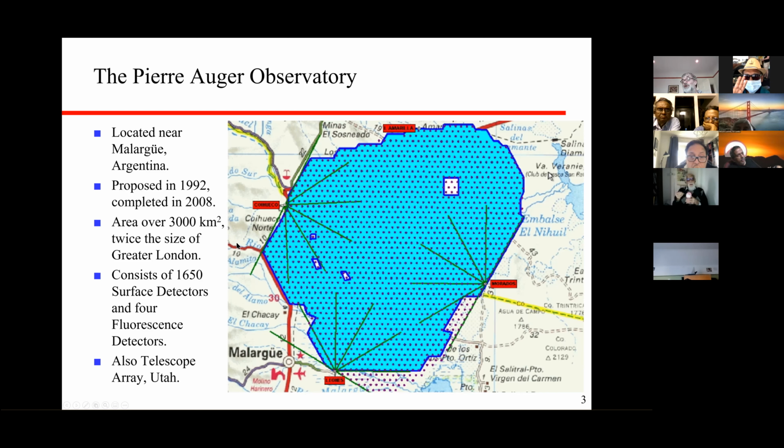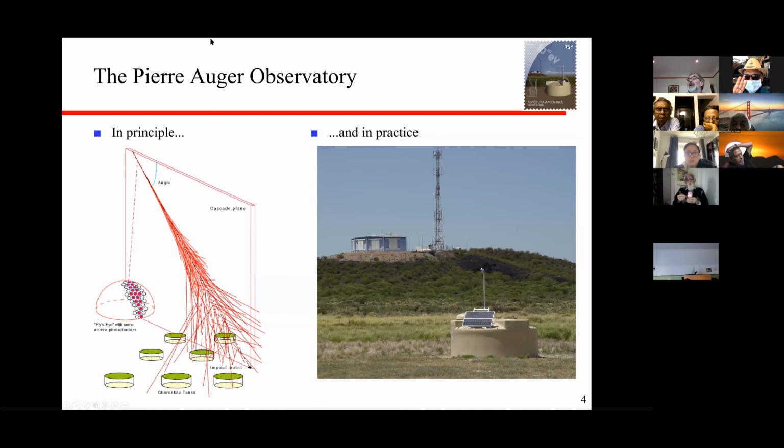And it consists of two types of detectors, primarily. There are 1,650 so-called surface detectors and 4 fluorescence detectors, and we'll look at the design and function of those in a minute. More recently, a similar array called the Telescope Array has been built in the Northern Hemisphere in Utah in the USA. So let's now have a quick look at how the Pierre Auger Observatory functions.